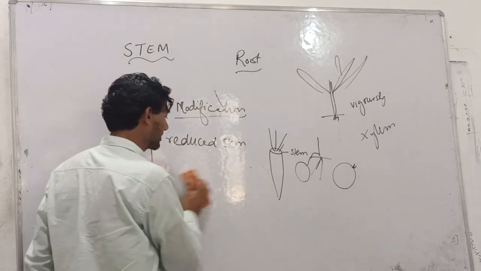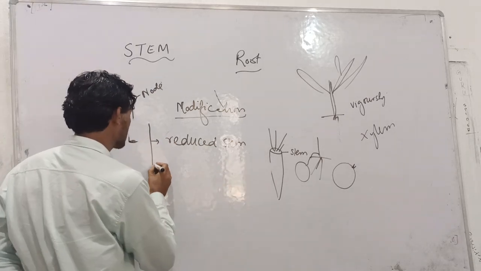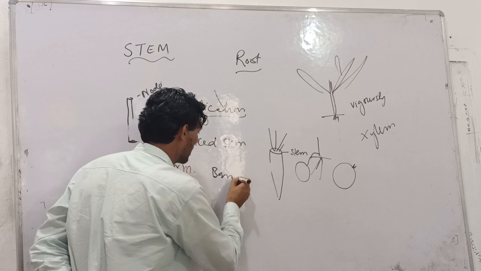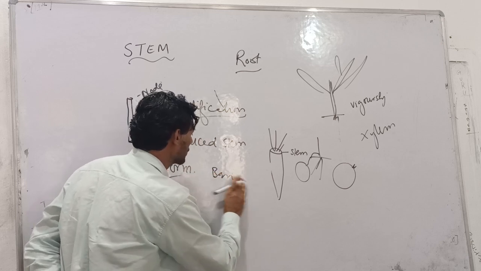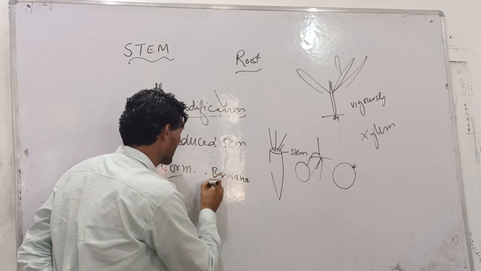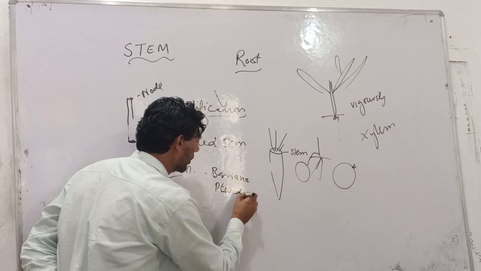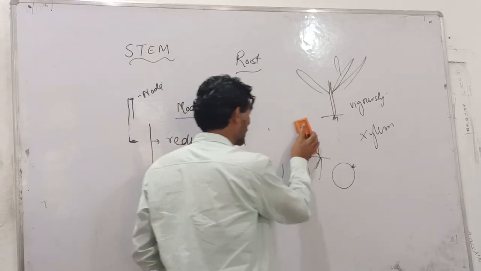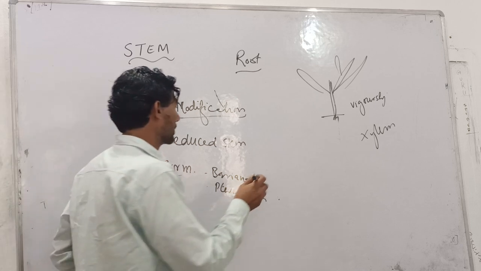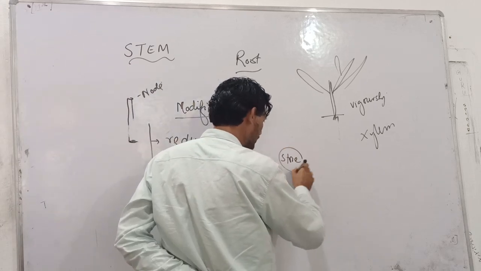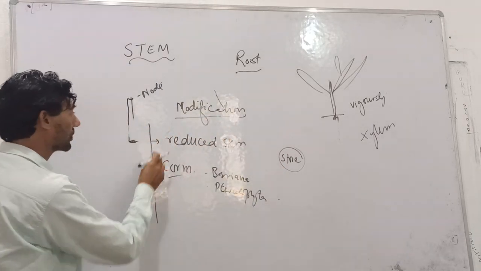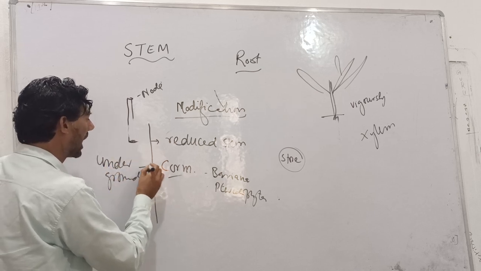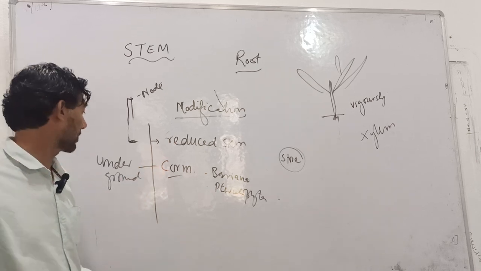The modification in the ground is called as corn, for example in case of banana, and number two, pteridophytes. Here the stem's lower part is modified so it stores food material underground. This is called as modified stem. The second type is called as underground stem.